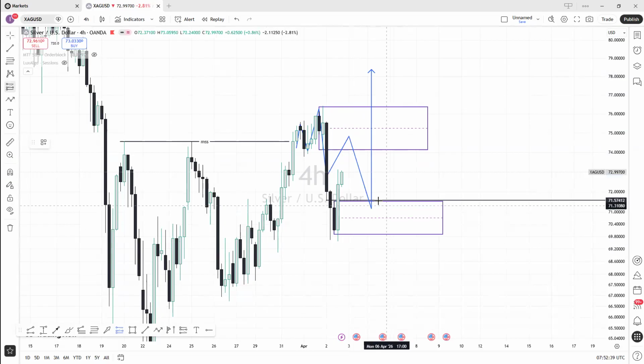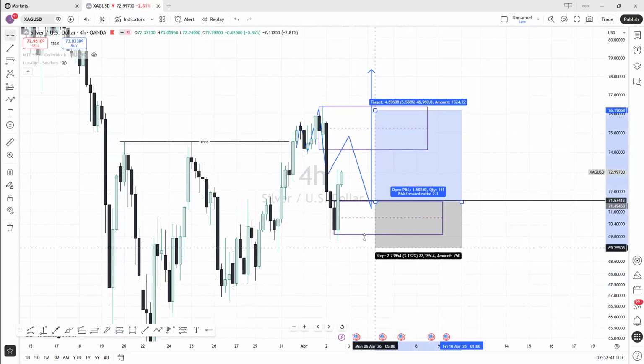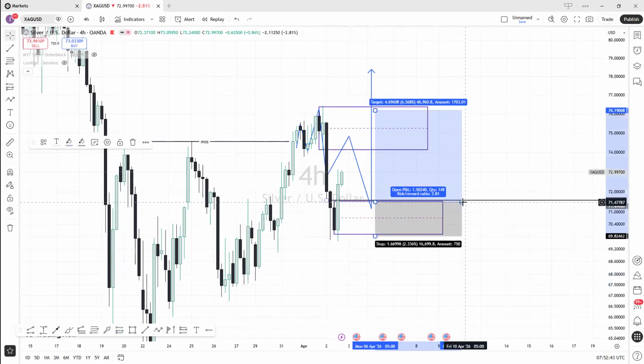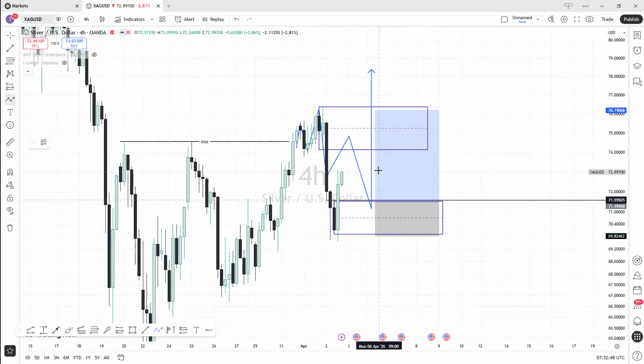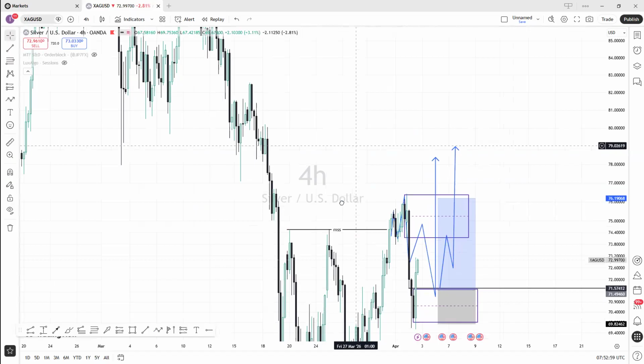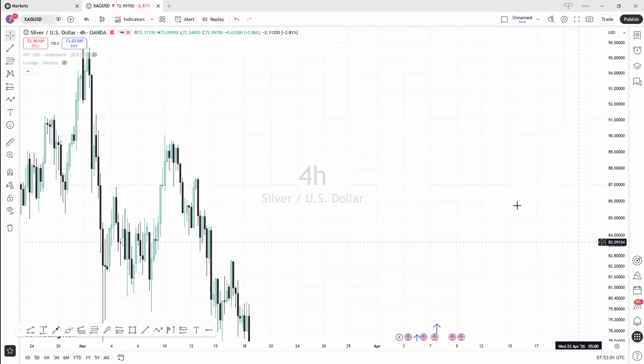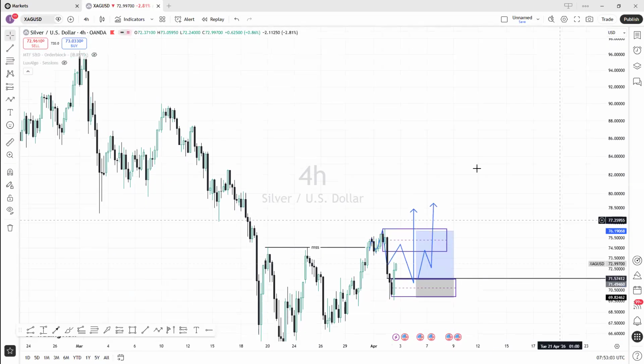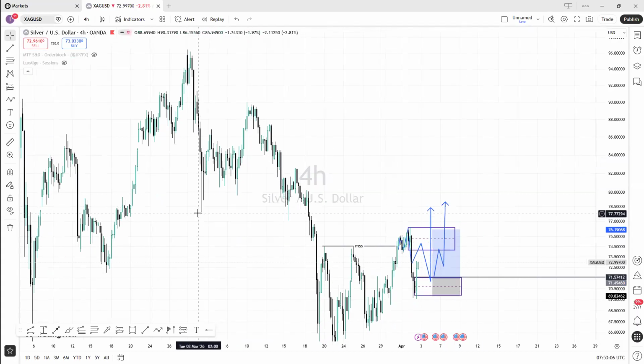Or if price starts from this demand, mitigation of that demand, we pick a buy directly, and then TP number one will be around this order block or supply, because price may react with a short retracement, and then you can continue with a bullish move. On gold, target, where is the target, where we'll place our take profit on silver.